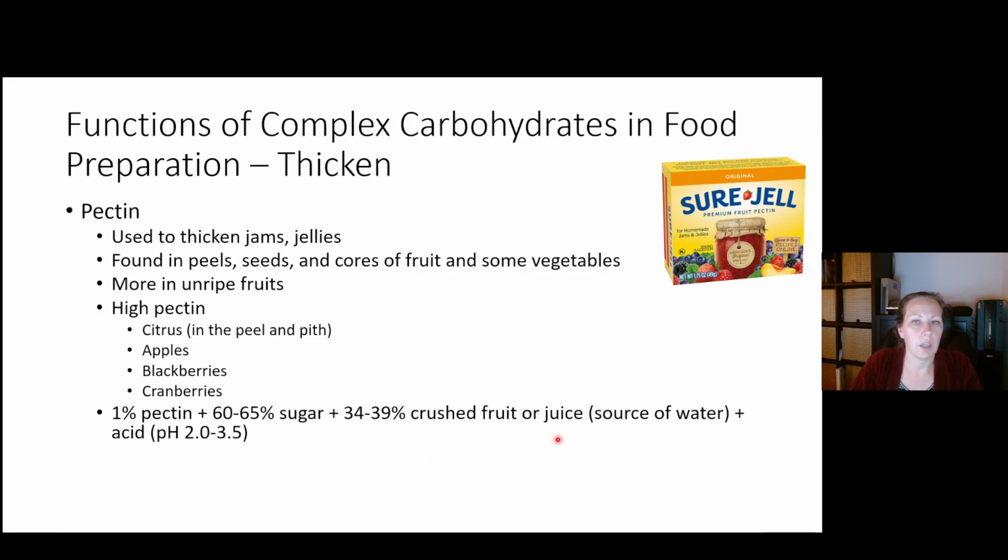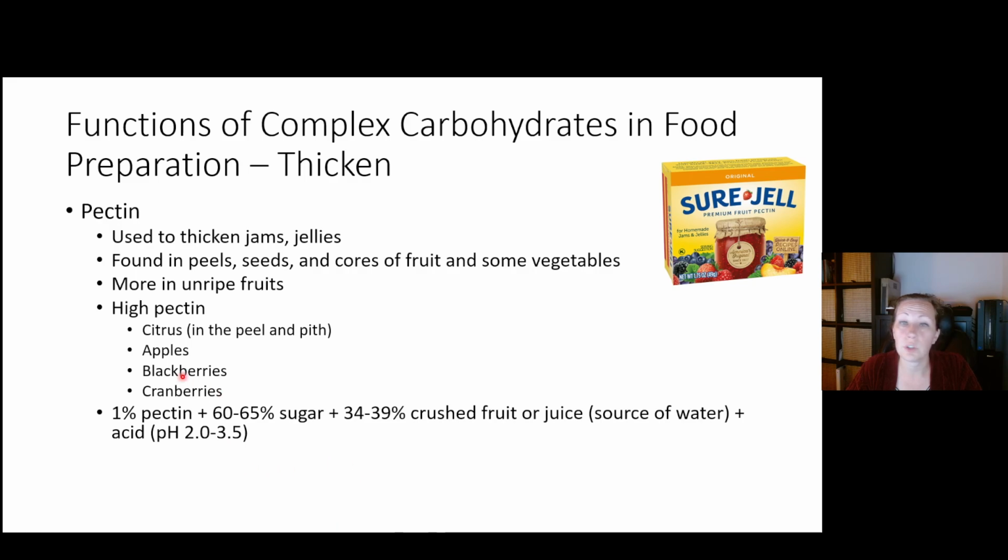So generally, the formula for using pectin, and this would be good to generally know, is that you have a 1% pectin, so it's not a whole lot of pectin that you need. And then you add sugar, and you add your crushed fruit or juice. The key thing here is that this is a source of water, because you do need water to produce this gel that the pectin's going to form, and acid. You want to get the pH down to 2 to 3.5.